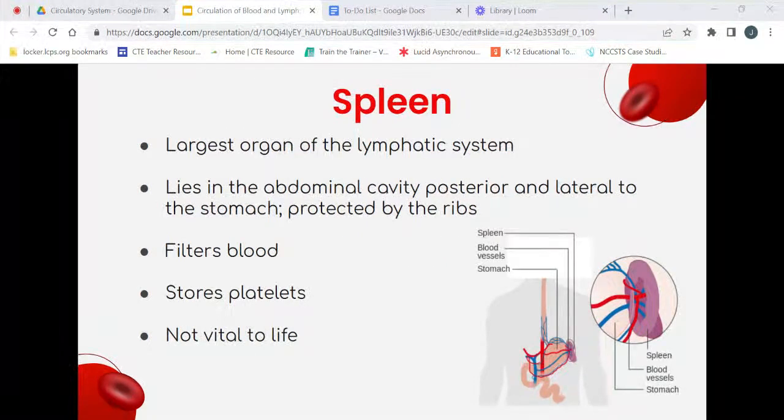Next, we have the spleen. It's the largest organ of the lymphatic system. It lies in the abdominal cavity, posterior and lateral to the stomach, and is protected by the ribs. As blood flows through the spleen, macrophages remove bacteria and other disease organisms. Macrophages also remove worn out red blood cells and platelets.